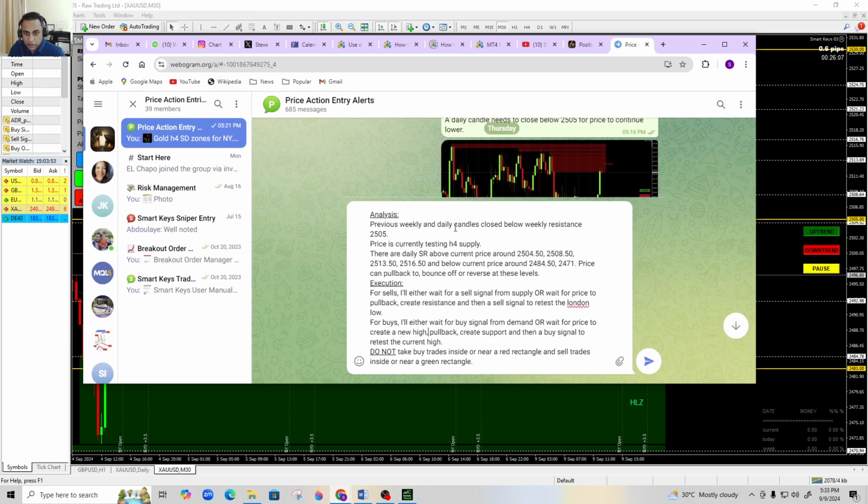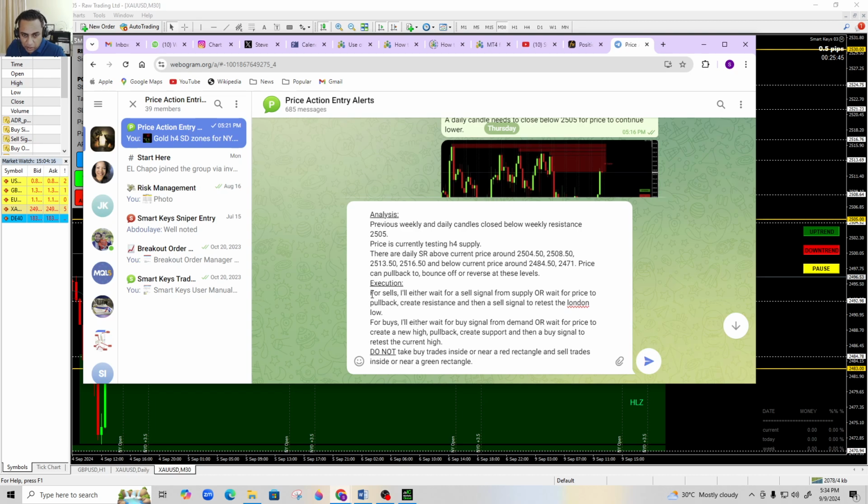So previous weekly and daily candles close below weekly resistance, what we spoke about, 2505. Price is currently testing H4 supply. There are daily SR above current price. We spoke about daily SR and how I draw them, and I've given about four values above current price and about two values below current price. Price can pull back to bounce off or reverse at these levels.